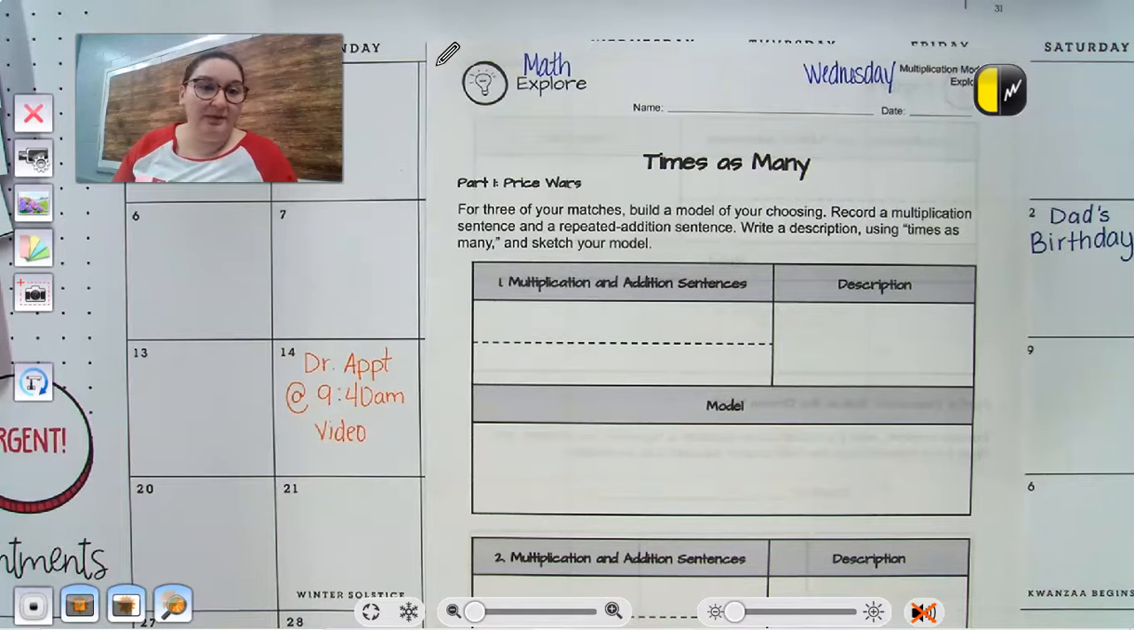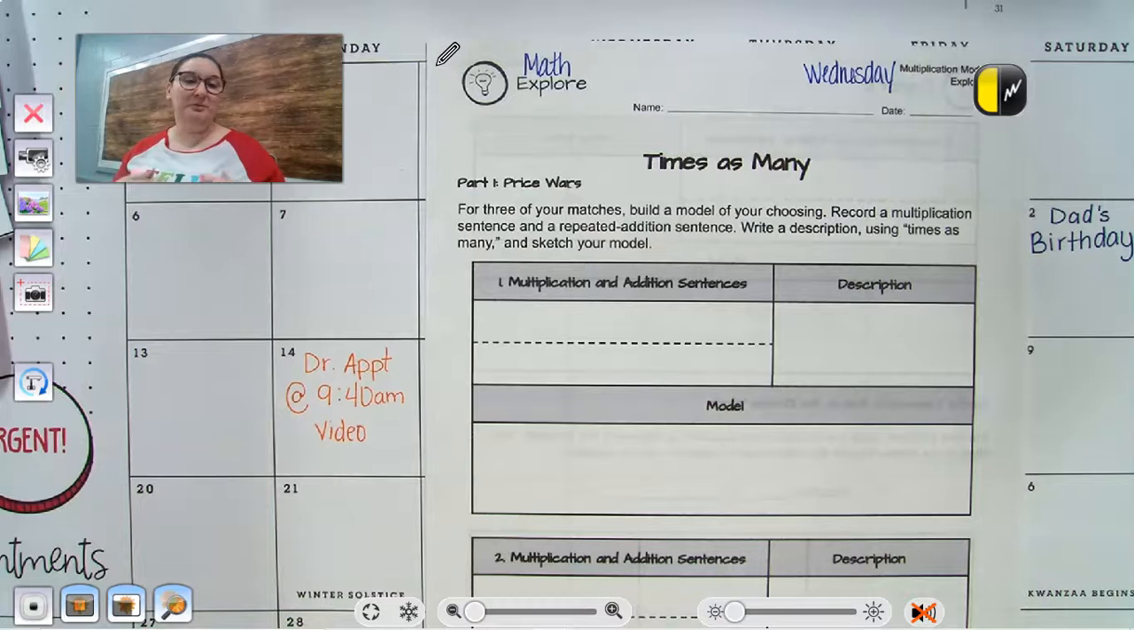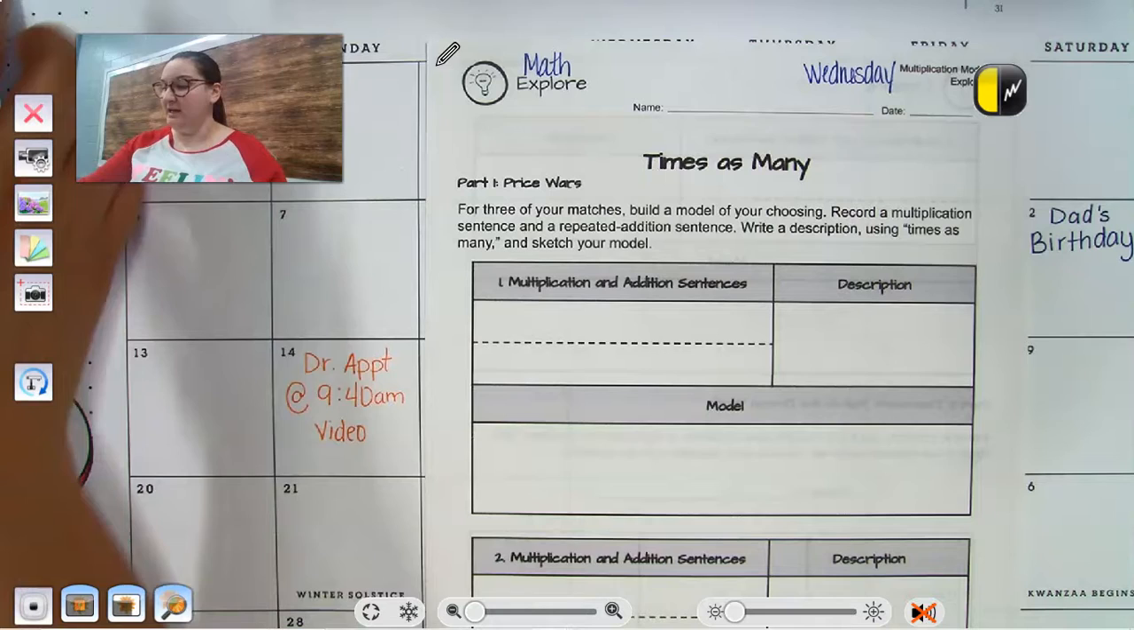I kind of gave y'all a break yesterday. I wanted you to review by doing a Kahoot game before we went on. So today we're going to talk about times as many, and looking at when you come across a problem that says Joe had 3 times as many as Cynthia, what does that look like? That is going to be multiplication, but what does it look like?